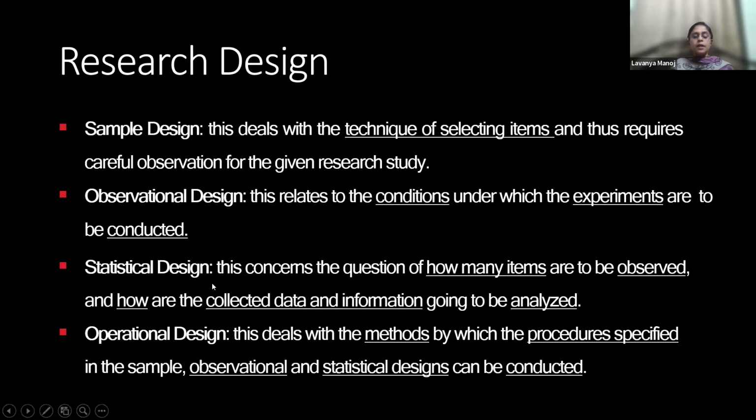Then is the statistical design. Now you have the data which has been collected from the sample design and observational design. So in statistical design, you have to focus on how many items have to be observed and how the collected data and information are going to be analyzed. There are various methods to get the results of the research data. There are many statistical and mathematical techniques available, so which you are going to select for the research study, so that you will get at least an approximate result, if not an accurate result.